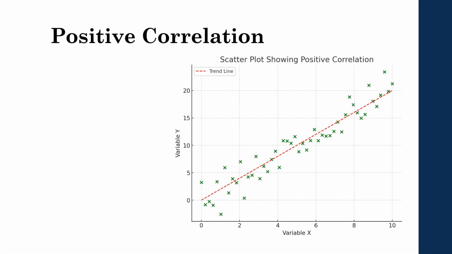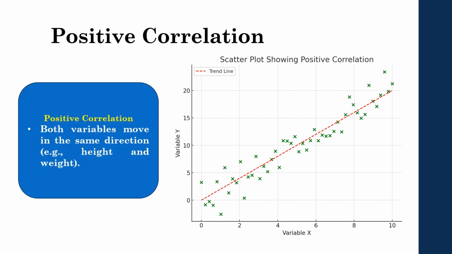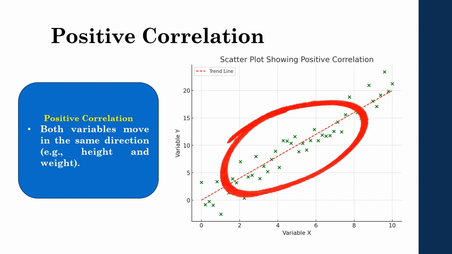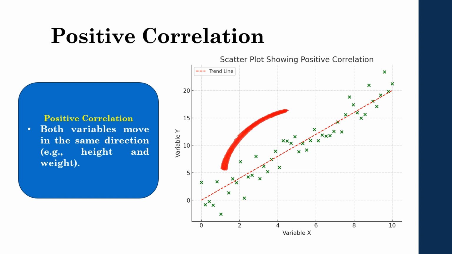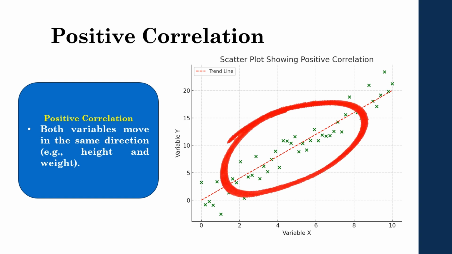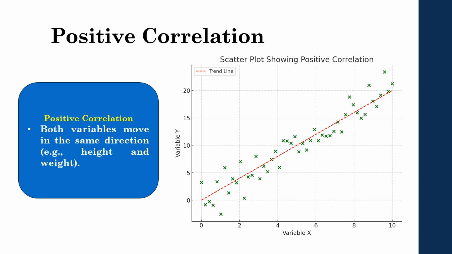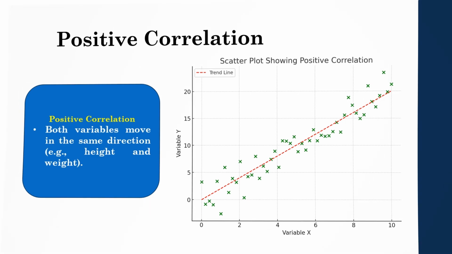Positive correlation occurs when both variables move in the same direction. For example, as you grow taller, you generally weigh more. This is a positive correlation. In a scatter plot, you'll see that as the values of one variable increase, the values of the other variable also increase, forming an upward trend. Positive correlations are common in various fields, from business to biology, and identifying them can help in making forecasts and strategic decisions based on the data.